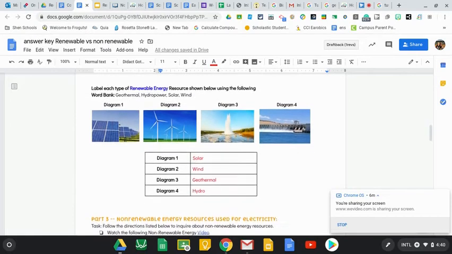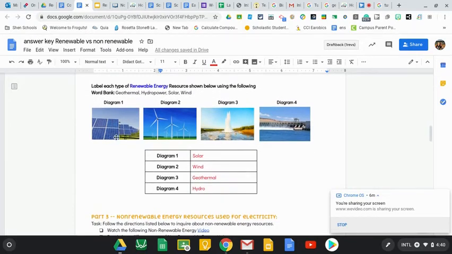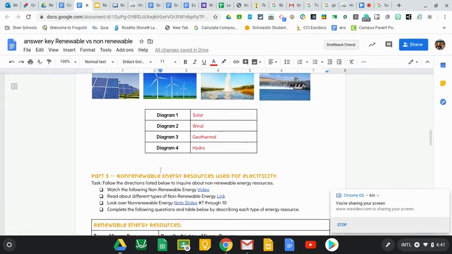Renewable, they're still here. So diagram 1 is showing you solar panels. It's collecting the sunlight. A lot of the signs on the highways are powered by solar energy. Diagram 2 is showing you wind energy. Diagram 3 is showing you geothermal, so your geysers, your hot springs. And 4 is actually a picture of a dam using that water to create electricity.